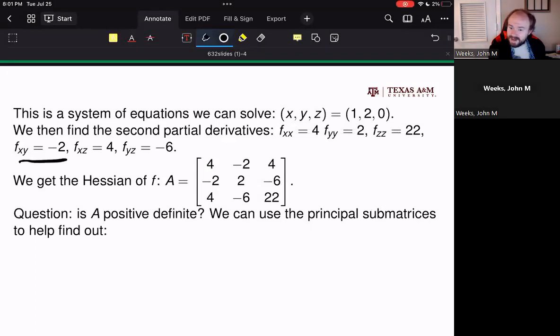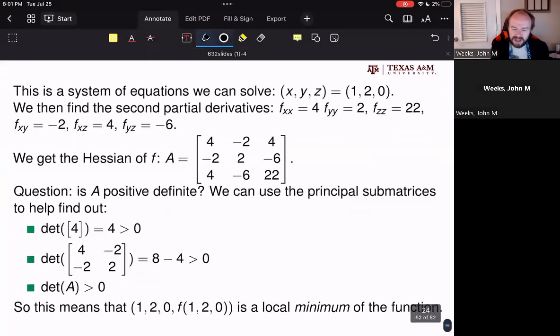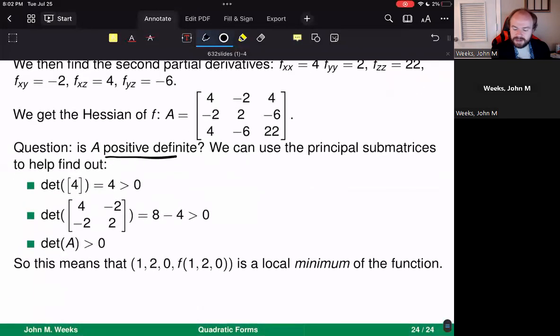Question, is A positive definite? Well, we can use the principal submatrices to help find out. Of course, we can go through and find the characteristic polynomial, but like we mentioned, for bigger matrices, it's often more helpful to try and just find determinants of smaller matrices. The determinant of 4, for example, that's our first principal submatrix, and that's going to give us a determinant of 4, which is greater than 0. Then we can find the determinant of 4, -2, -2, 2. That is going to be for this matrix right here. That's going to give us a determinant of 4, which is greater than 0. And the determinant of the entire matrix A is also greater than 0. Well, that means we have a positive definite form. So just like we saw in our previous example, that's going to give us a minimum of this function.